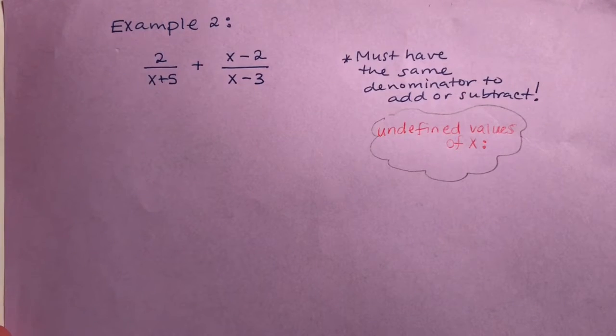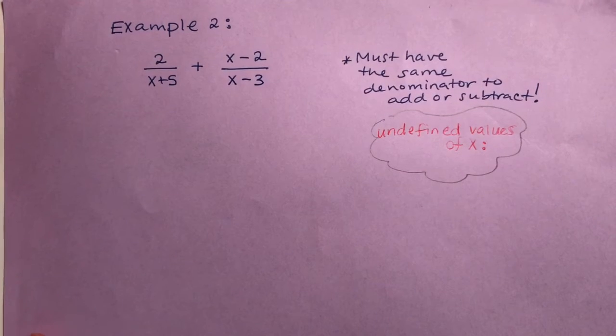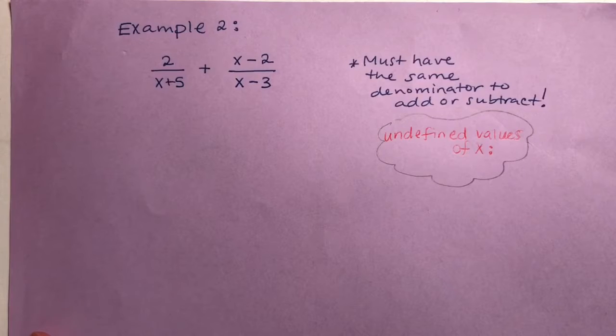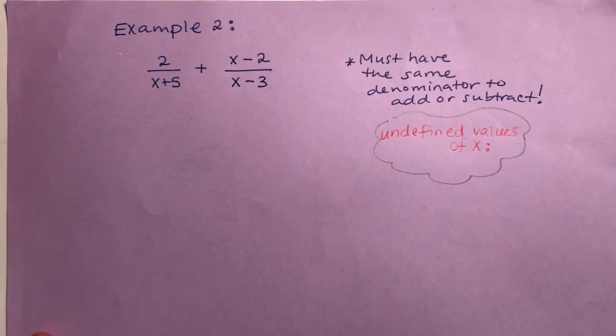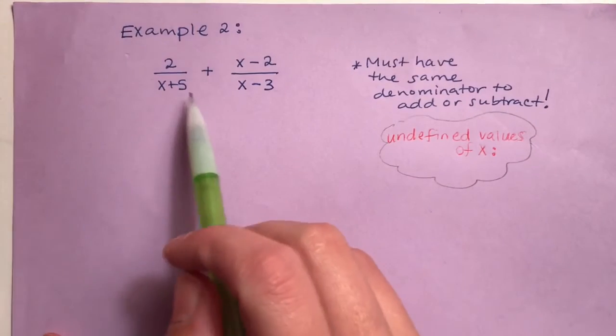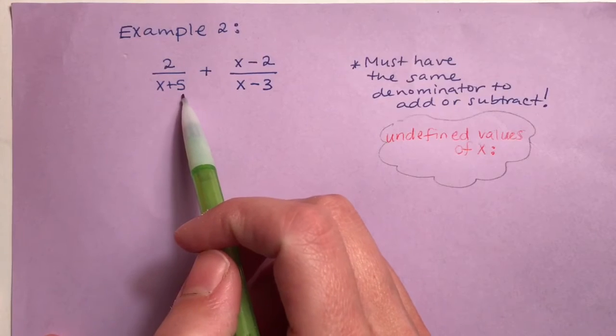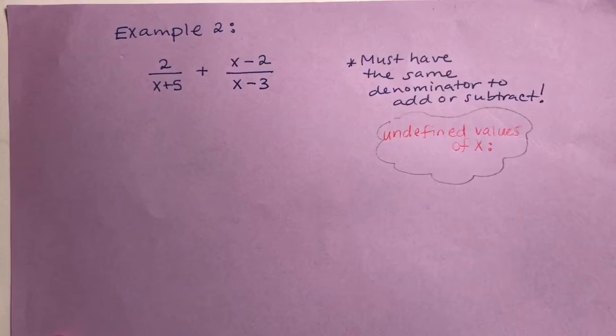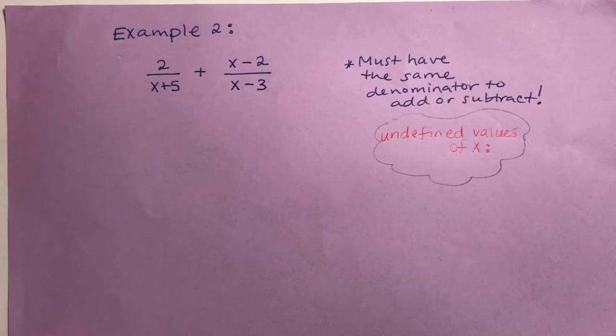In this example, we are going to look at adding rational expressions when they do not have the same denominator. Because we know that to add them, they have to have the same denominator or a common denominator. So we have to actually make them become the same. And we do that by multiplying them, just like we would if they were numbers.